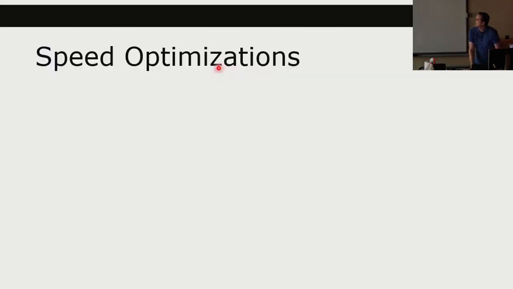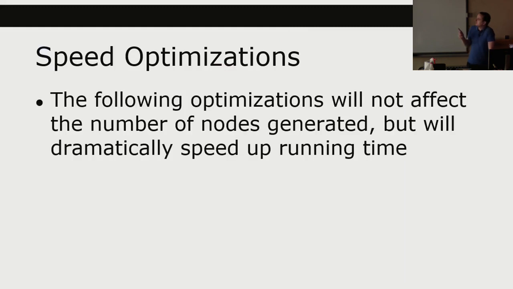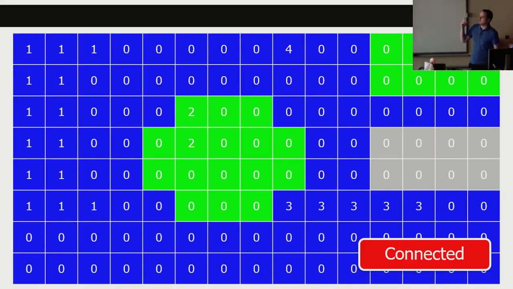So, speed optimizations. Keep in mind that the optimizations that I'm showing here, they don't affect the number of nodes that are expanded or generated. They just affect how long it takes to generate each node. So just picture, for example, this one. If I want to naively check if an object can fit somewhere, for an object of size 3 by 3, I've got to do 9 different if statements, right? Or I guess 8 different if statements.